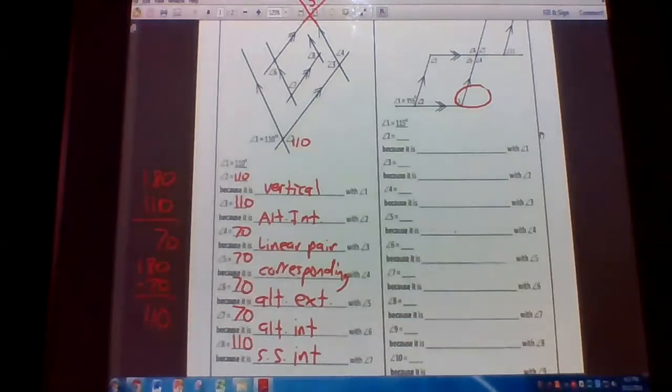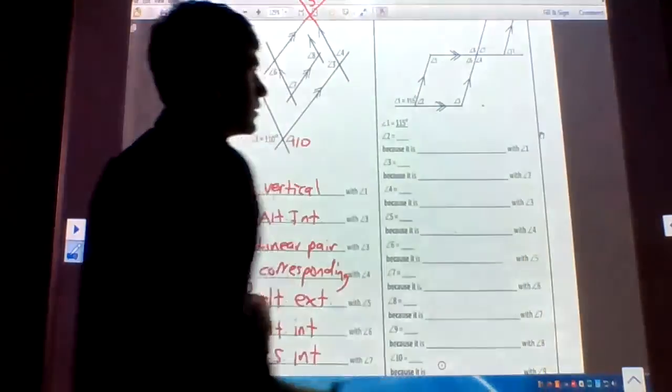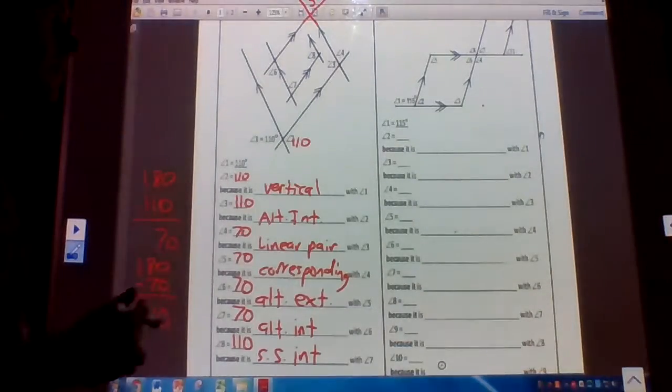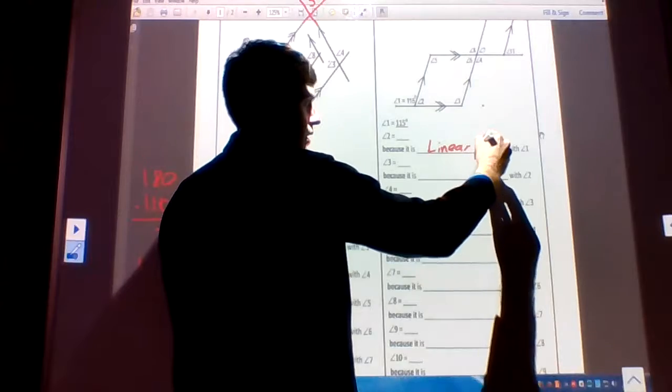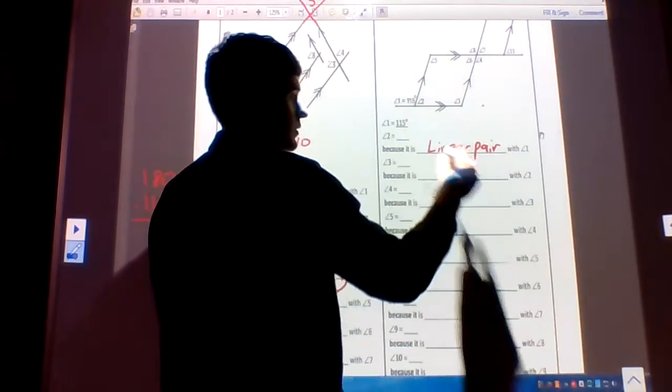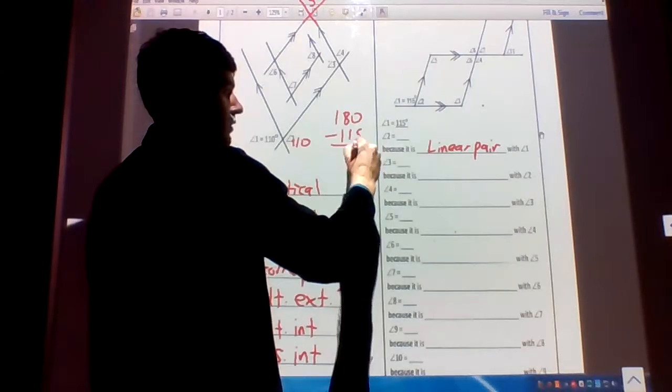Okay, so that's good for that one. Let's look at the other one. Okay, so 1 and 2 are a linear pair, which means they're supplementary. So we do 180 minus 115, and that's going to give us 65.